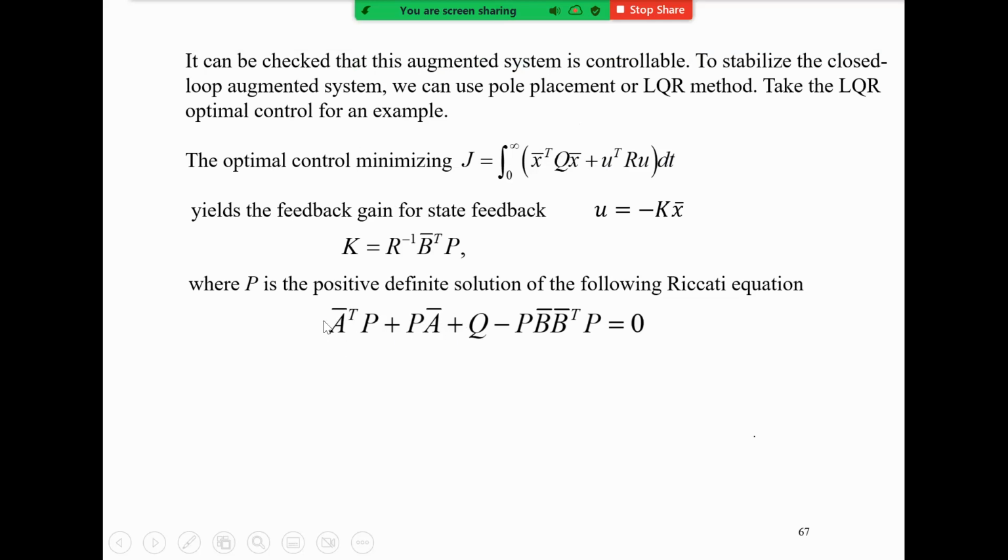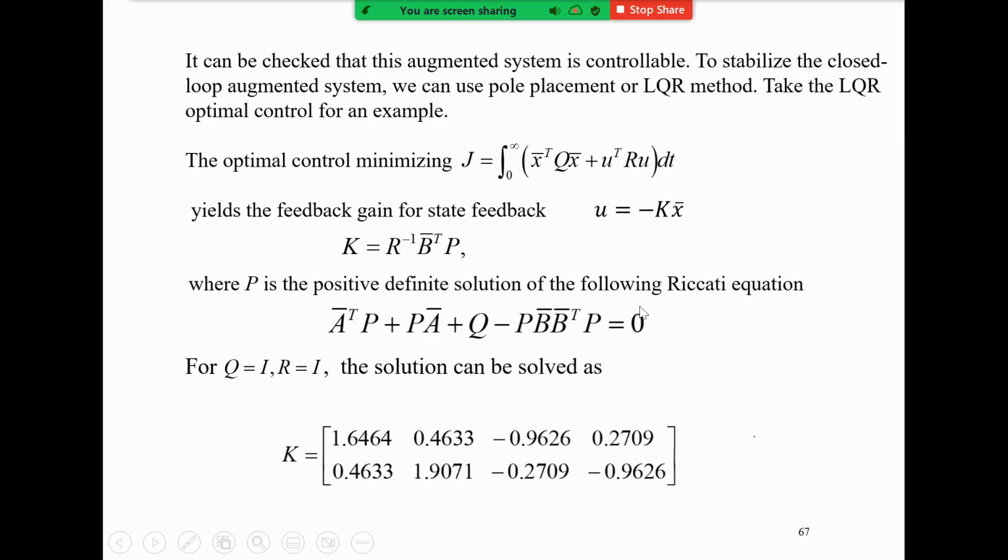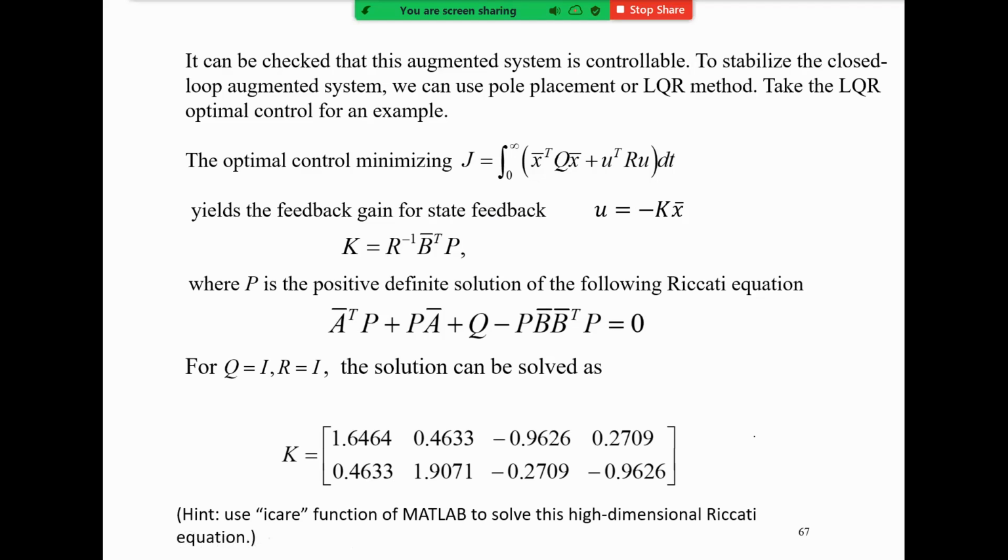Remember, you can see in this Riccati equation, you should use A bar and B bar. So everything now you have to use the numbers from the augmented state, because you want to stabilize the augmented state, not just stabilize the original system. If you do it in this way, you follow that. For the simple way, when Q and R are identity matrices, you will get a solution K. Of course, if you use MATLAB, there is a command in MATLAB to solve the Riccati equation. It's called icare.